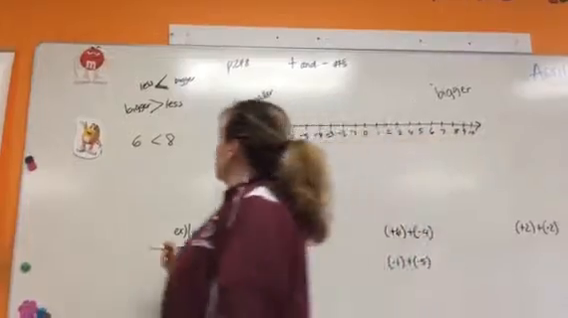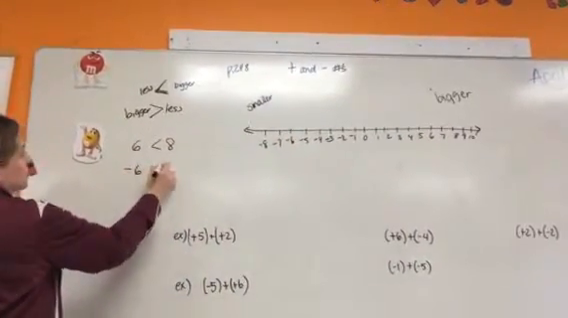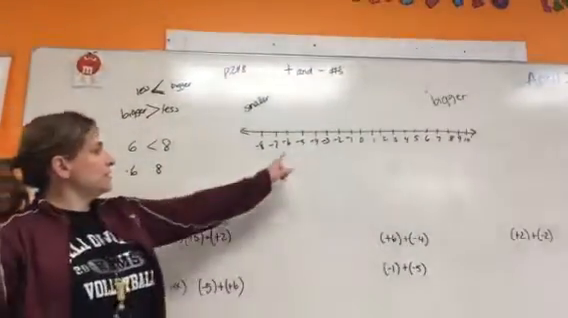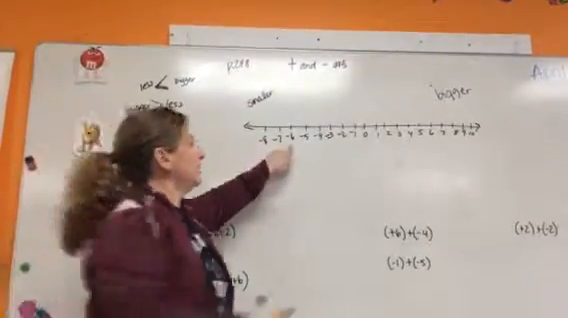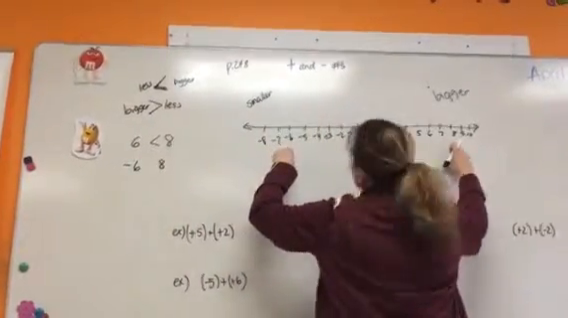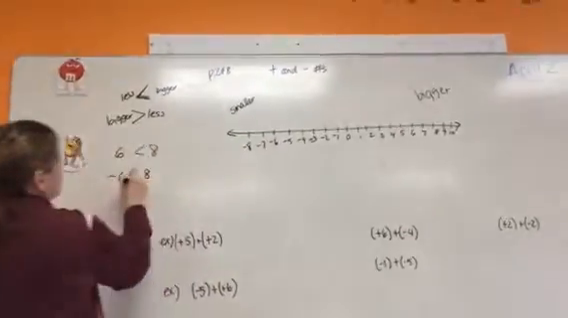Well, now what if I want to compare -6 to 8? -6 is over here on the smaller side. 8 is over here on the bigger side. So -6 is less than 8.